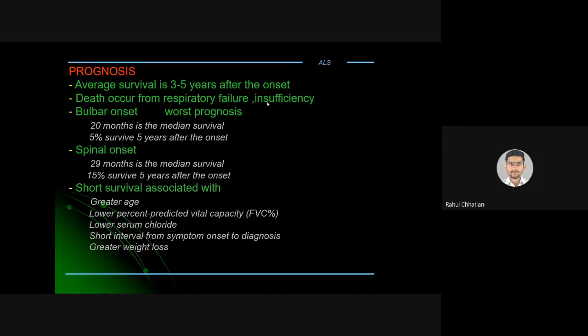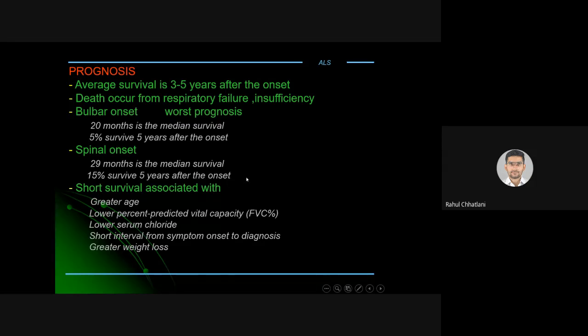Bulbar onset: if cranial nerves are affected, the lower 4 cranial nerves, there are chances that the prognosis will be worst. The survival time will even be shorter. So 20 months is the median survival. You can see 20 months. It is less than 2.5 years. 5% survive 5 years after the onset. Spinal onset, 29 months is the median survival. 15% survive 5 years after the onset.